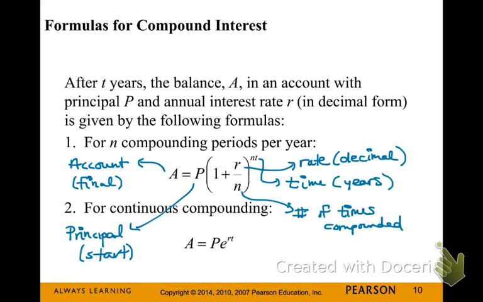Now sometimes, though, we have the special case where we're compounded continuously. So if we're compounded continuously, this is where we're going to use our second formula here, A equal to P times e to the RT power. So we're going to use that natural exponential base of e, where the P, the R, the T, and the A all stand for the exact same things as before.